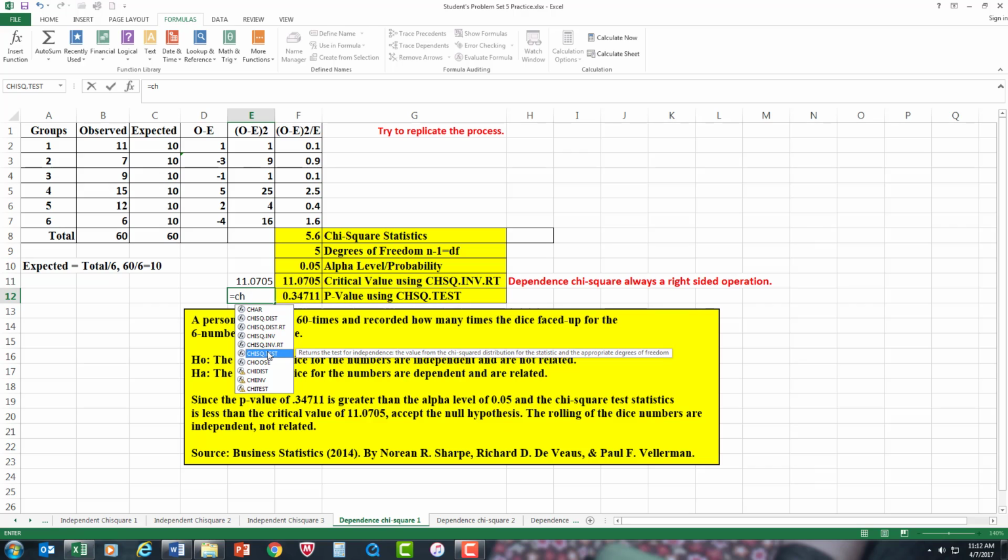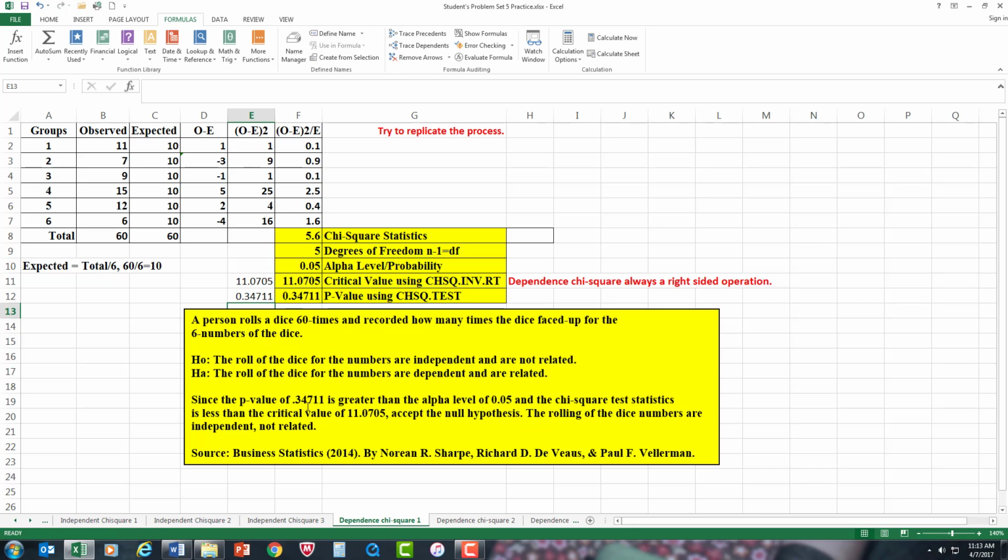Chi-square test. Now it's asking for the range. That's your observed range. Don't use the labels or the total, comma. And it's asking for the expected, just like we did with the independence procedure, parentheses. And here we have the same number.